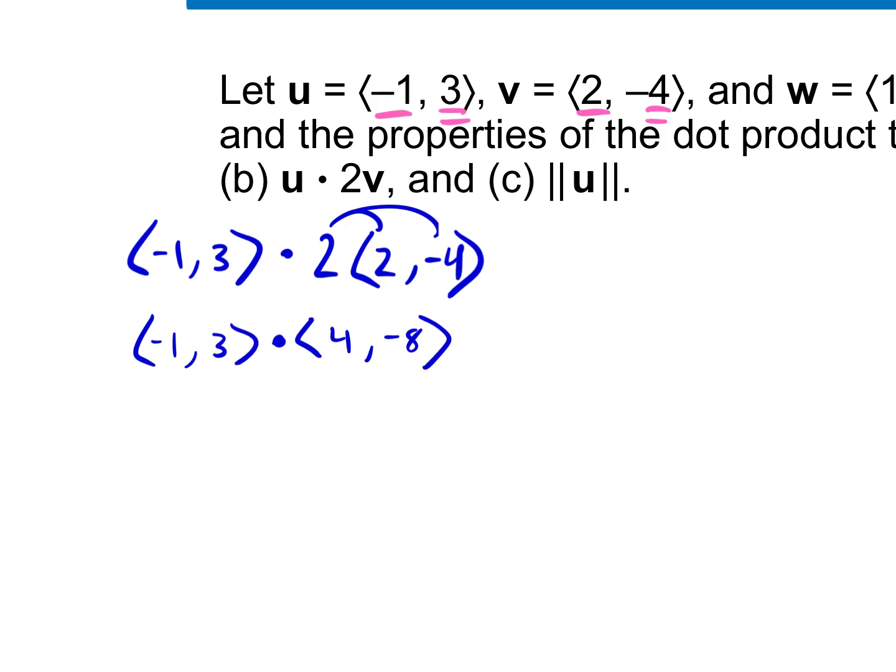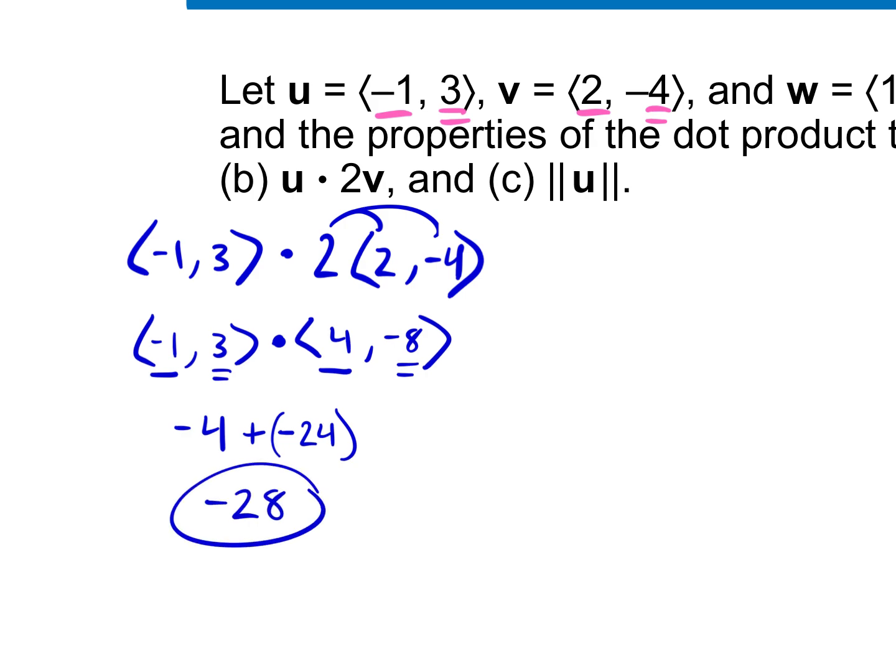So the dot product is the first number times the first number. What's negative 1 times 4? Negative 4. Plus the second number times the second number. What's 3 times negative 8? Negative 24. So negative 4 plus negative 24 would be negative 28. Awesome.